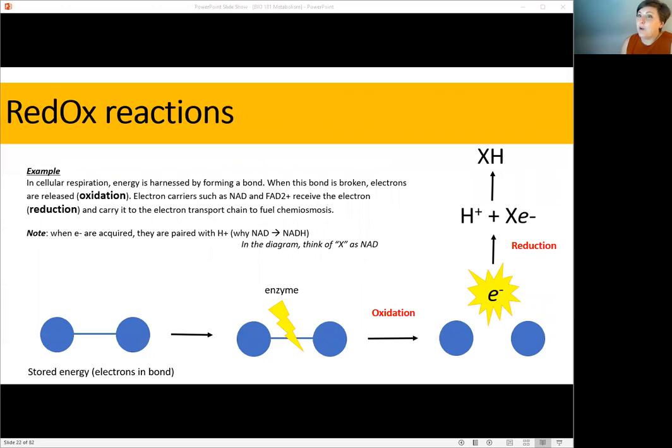Okay, so this slide will hopefully better demonstrate redox reactions. Here you have a molecule, an enzyme breaks a bond in this molecule, and when that bond is broken, an electron is released. So this molecule is oxidized. Another molecule, in this case molecule X, accepts the electron and becomes reduced. To balance out the negatively charged electron, X also binds with a hydrogen ion. So the reduced compound would look like XH.